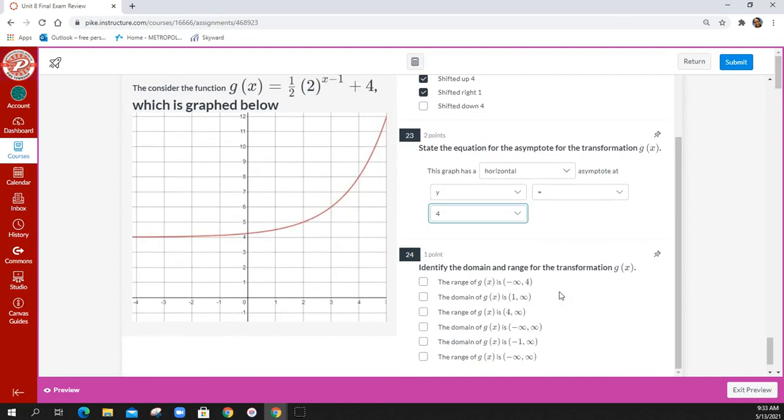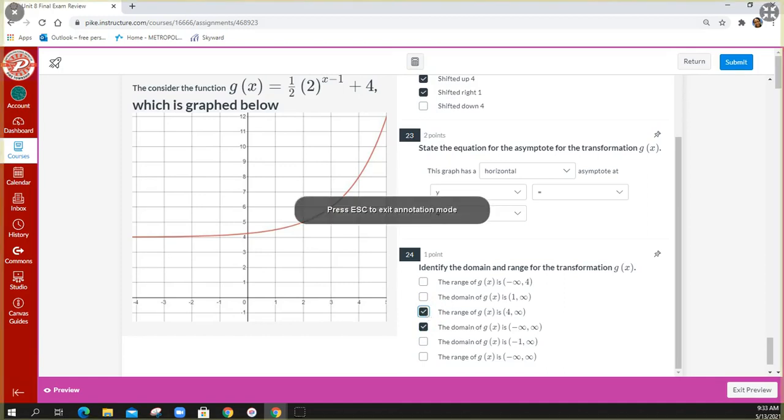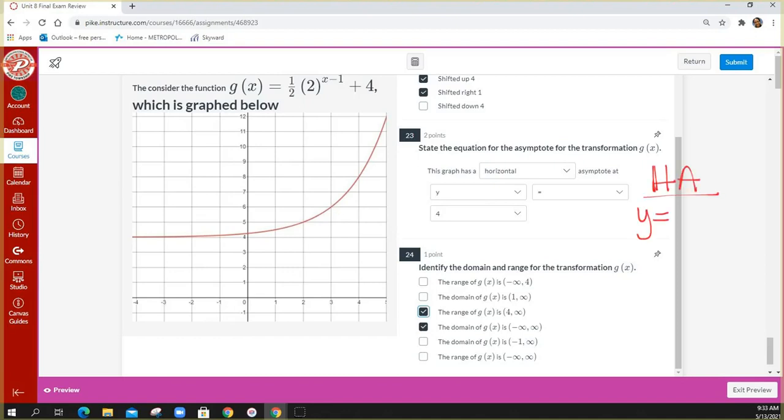Your domain for every exponential function is all real numbers. Your range is k to infinity. So let me go ahead and summarize that. Just a reminder, for Unit 8, we had horizontal asymptotes, and they occur at y equals k. Your domain is going to be all real numbers for all exponentials, and your range is k, whatever your k value is, to infinity.